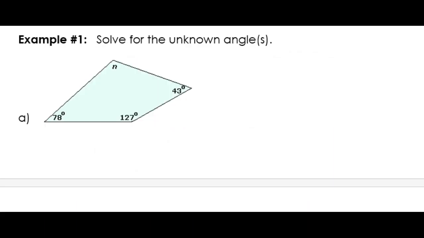All right, so this is a quadrilateral that, you know, it doesn't really matter if it's familiar to you or not. What you're asked to find in this case is the value of the measure of angle n.